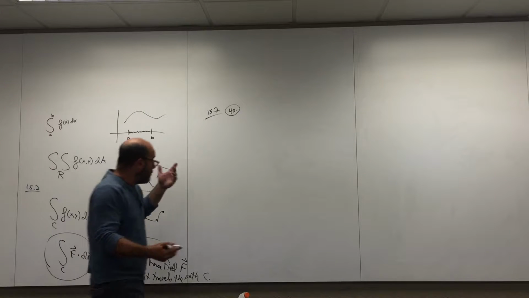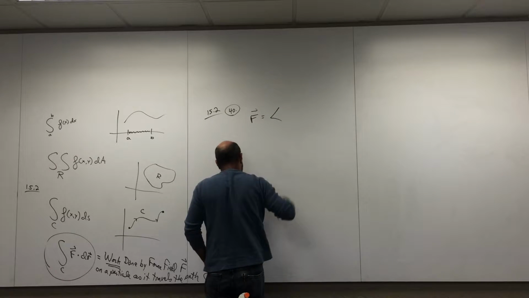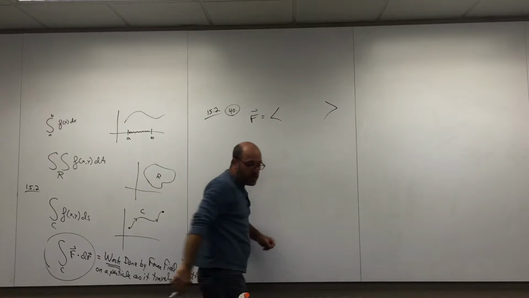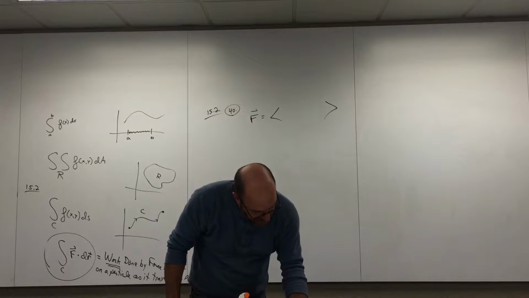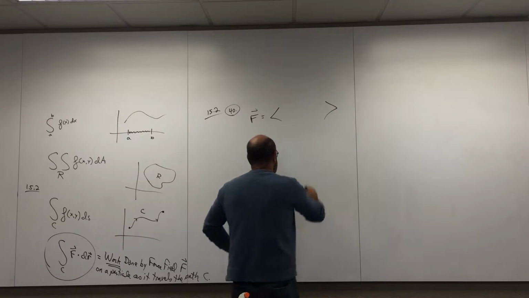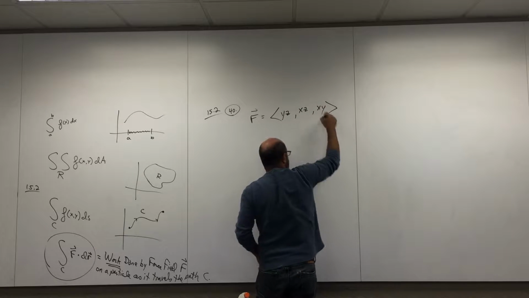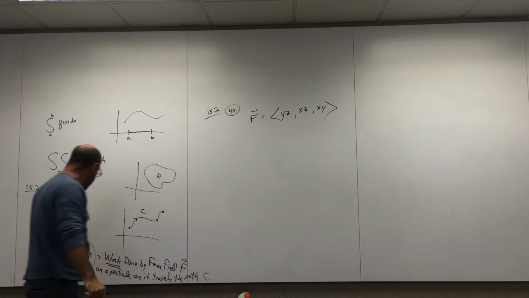Now what do they give me? They give me a vector field. The vector field they give me is 3D. So this can be done in 3D or 2D. The vector field they give me is YZ, XZ, XY. All right, so that's cool. I need a vector field.